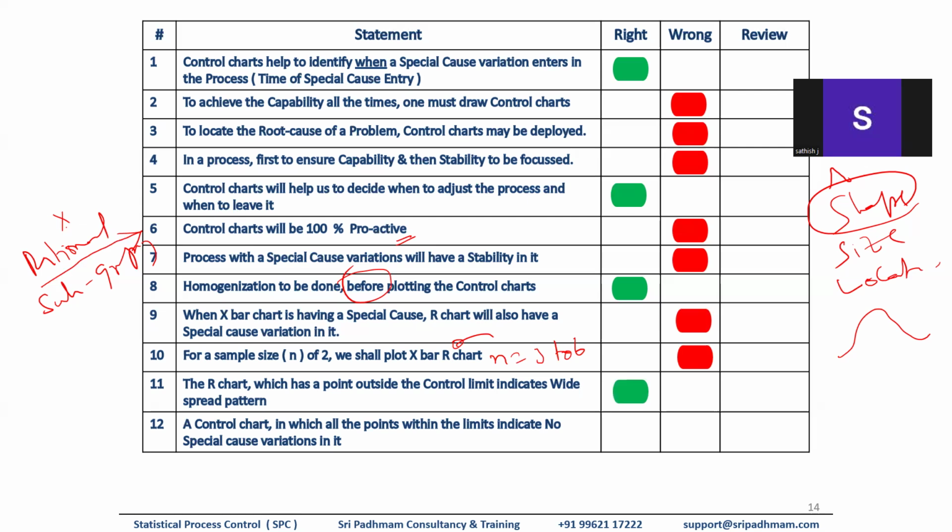A control chart in which all the points are within the limits indicates no special cause variation in it. It's also wrong. Super. Yes, sir. Now, because we have learned 8 rules. Super. Very good, very good, very good.